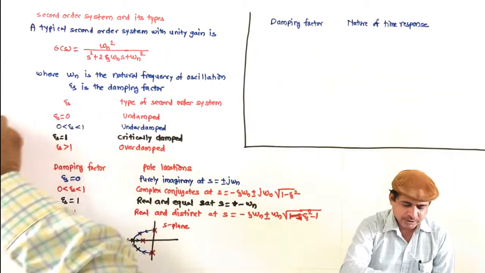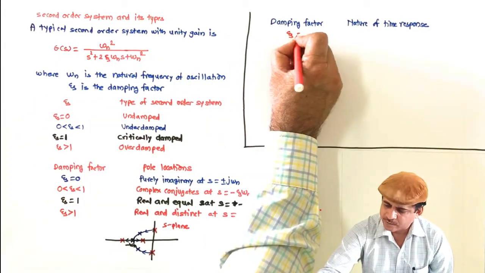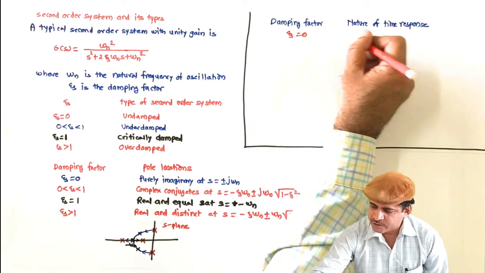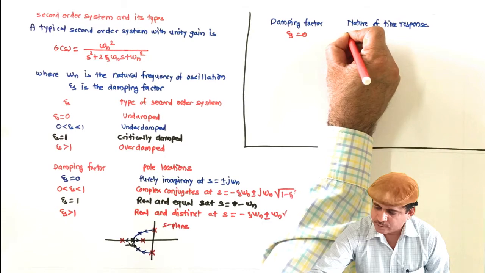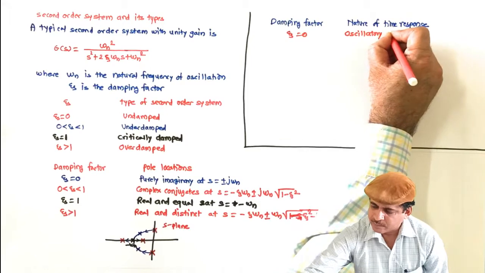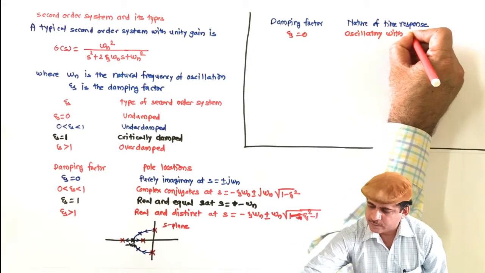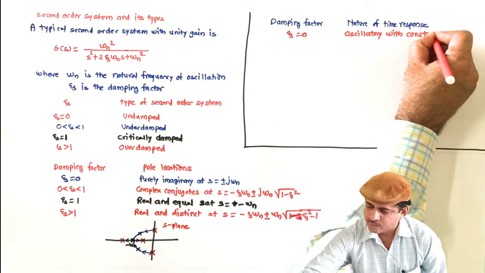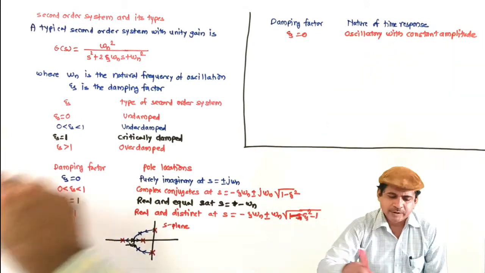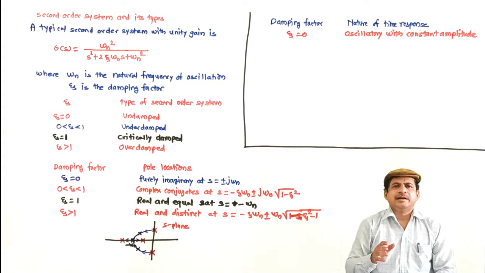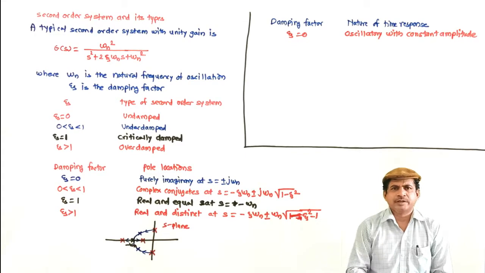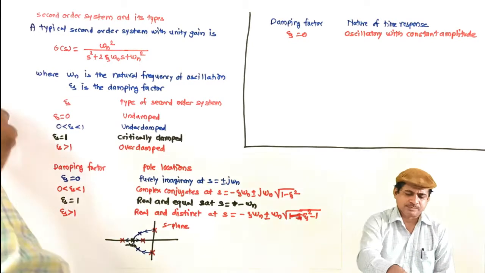So if zeta is equal to 0, as the roots are purely imaginary, the response is oscillatory with constant amplitude. So it will be a sinusoidal signal, and with constant amplitude, a single sinusoidal signal will be the output, whether it is step response or impulse response.